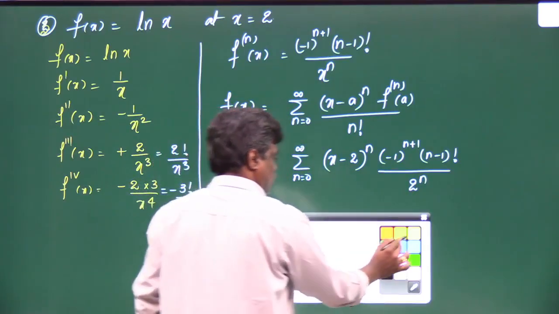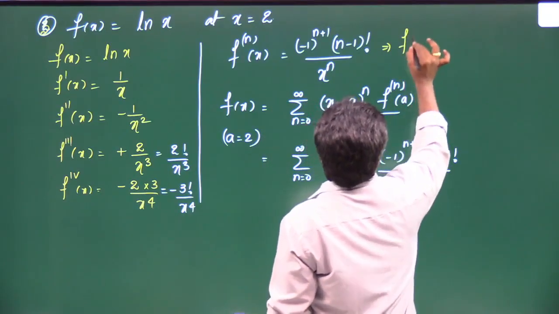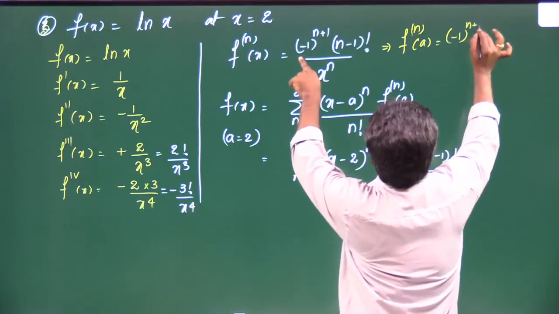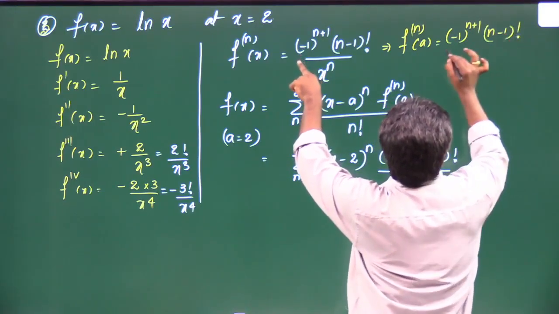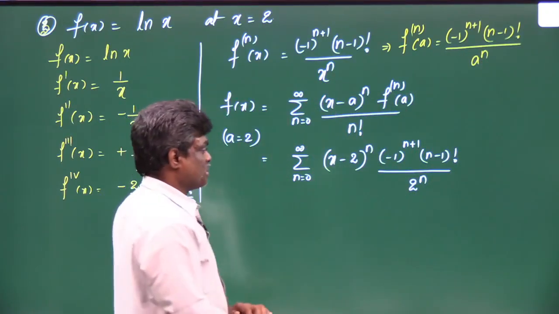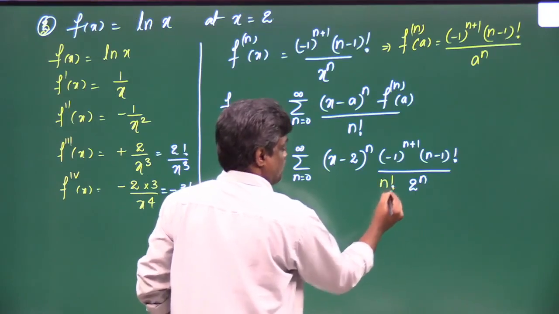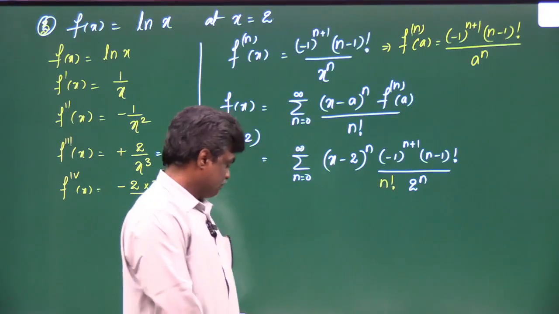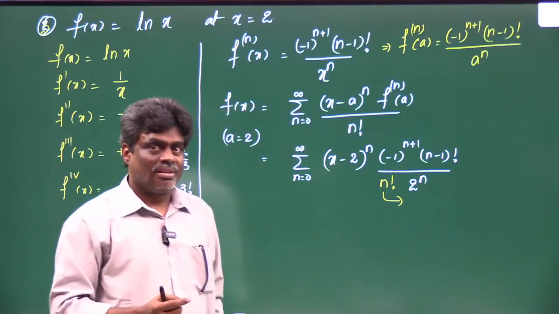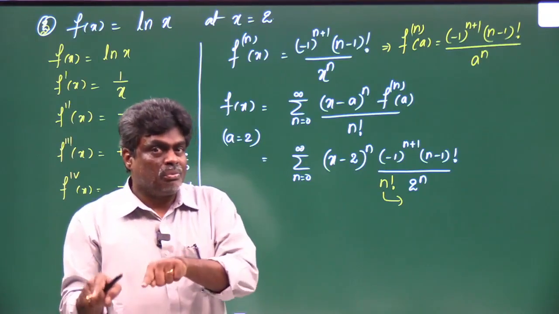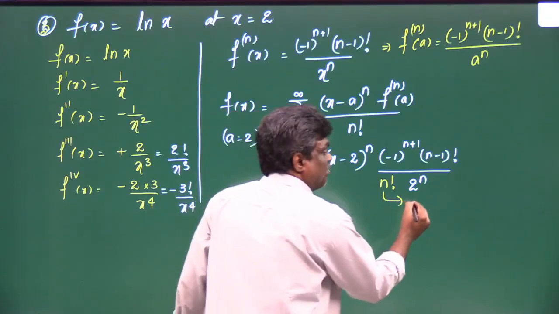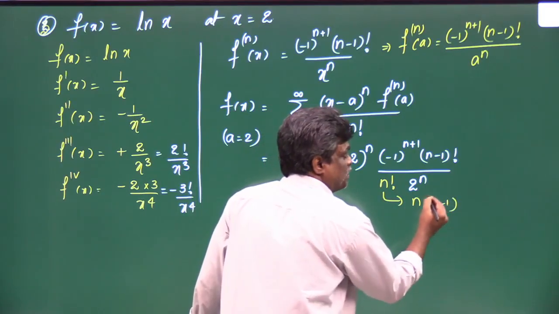If you are having confusion, better to write like this. The nth derivative at x equal to a is minus 1 whole power n plus 1, n minus 1 factorial by a power n. And finally substitute a equal to 2. That's good. And already here one more n factorial is there. Then how to cancel this? Okay, so here n factorial can be written as what? 5 factorial is nothing but 5 into 4 factorial. That's why n factorial is n into n minus 1 factorial.